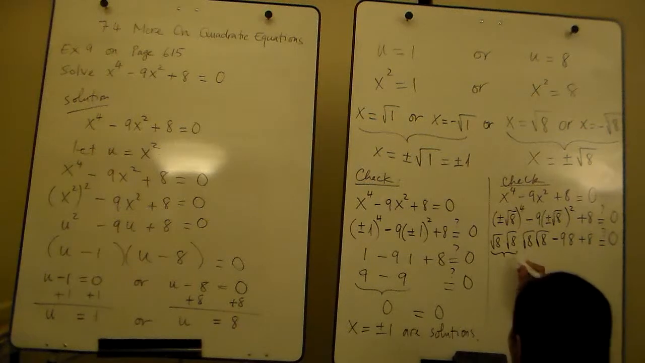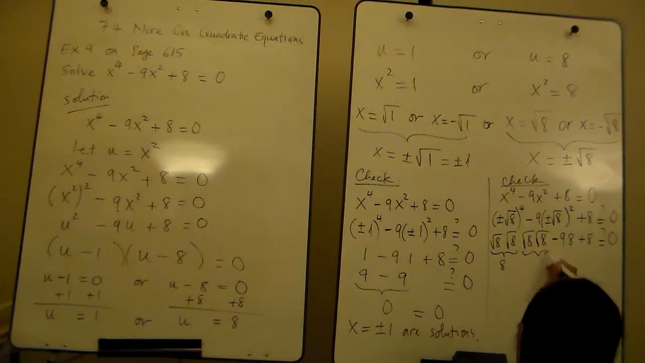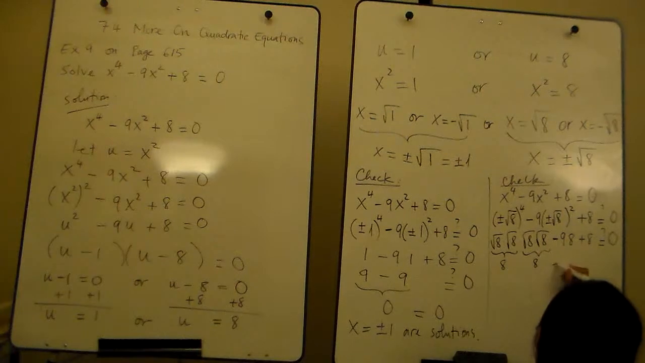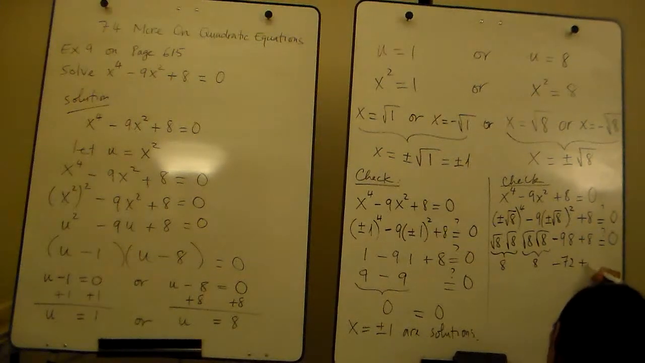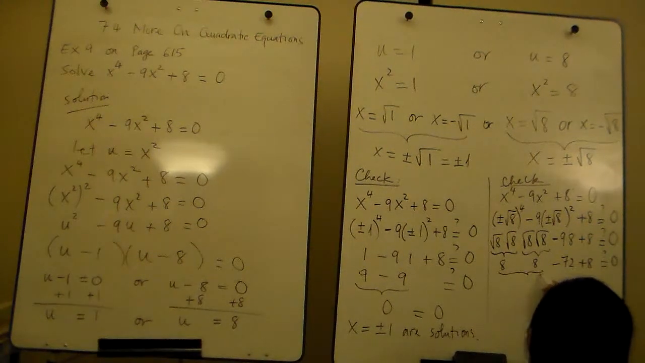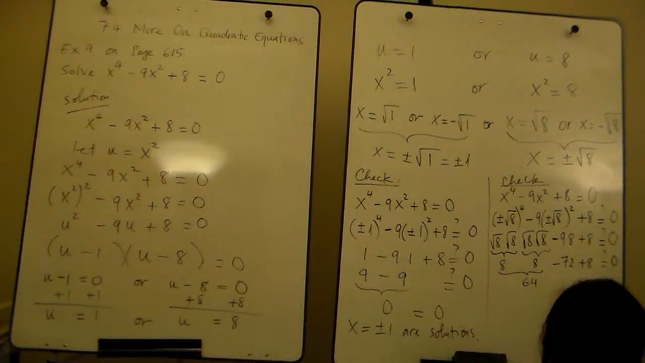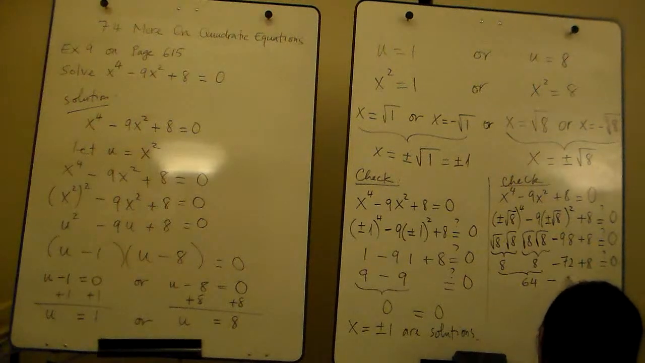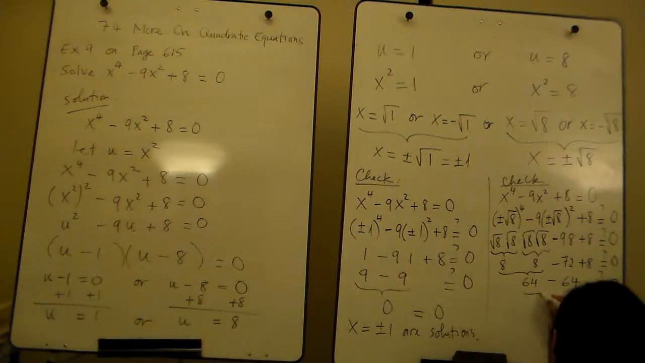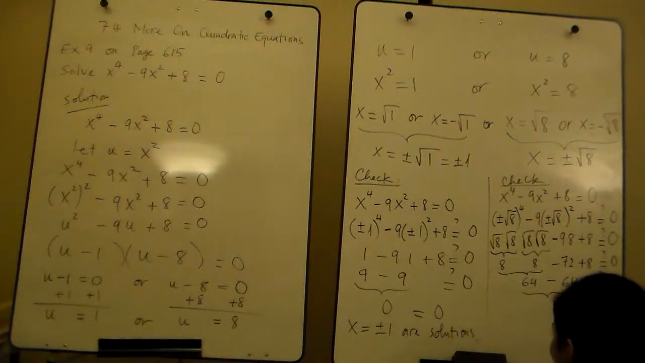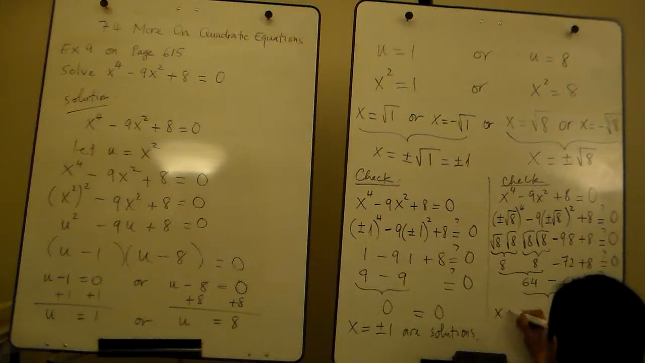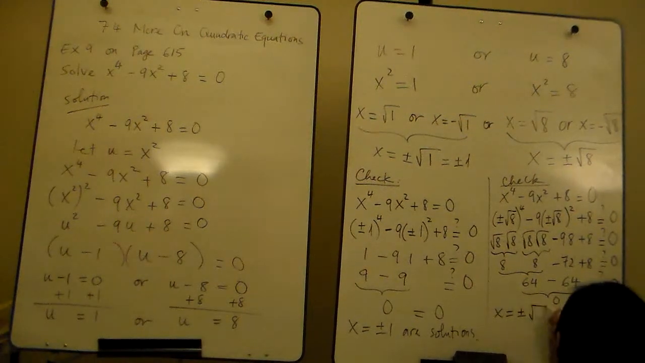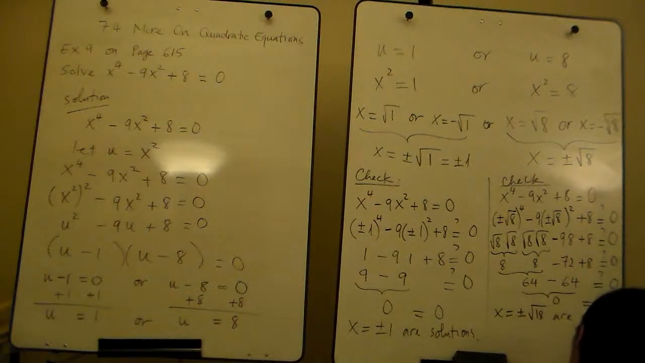Now, square root of 8 times square root of 8 is 8. Minus 9 times 8 is 72. Plus 8. 8 times 8 is 64. And these two you can simplify: negative 72 plus 8 is negative 64. So 64 subtract 64 is 0. So 0 equals 0 is true. So the two solutions, x equal to positive and negative square root of 8, are solutions as well.